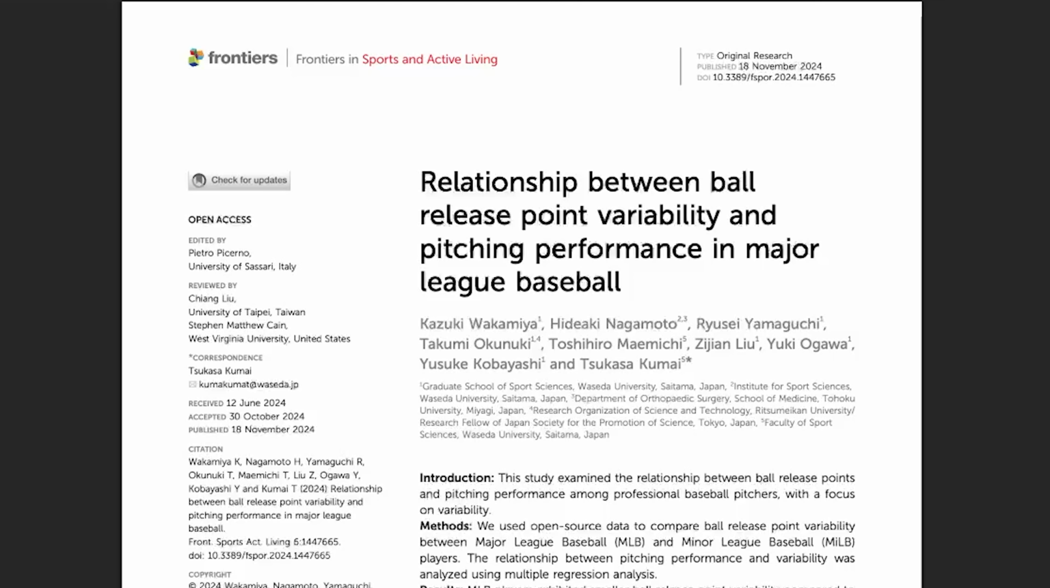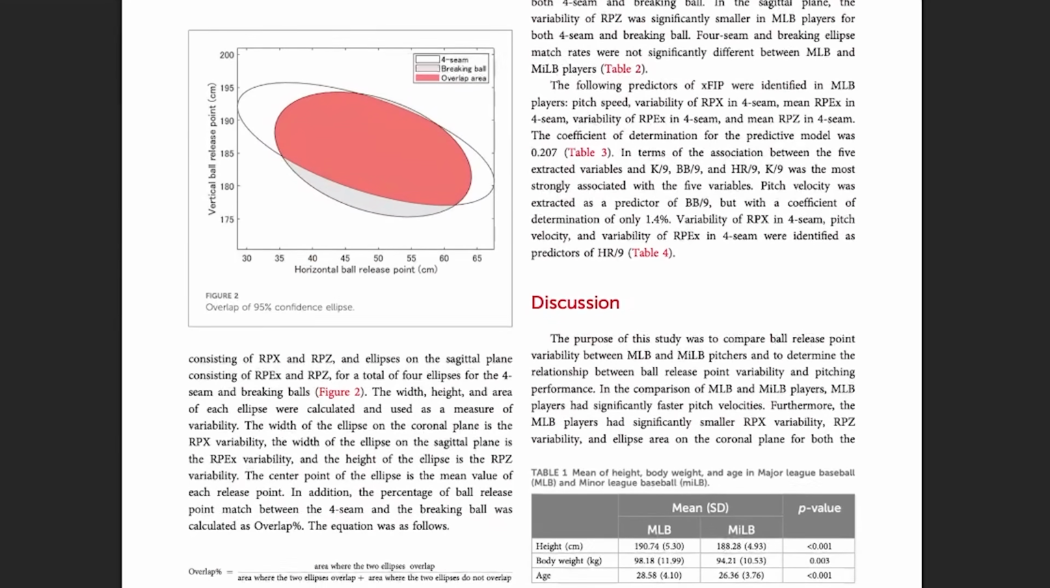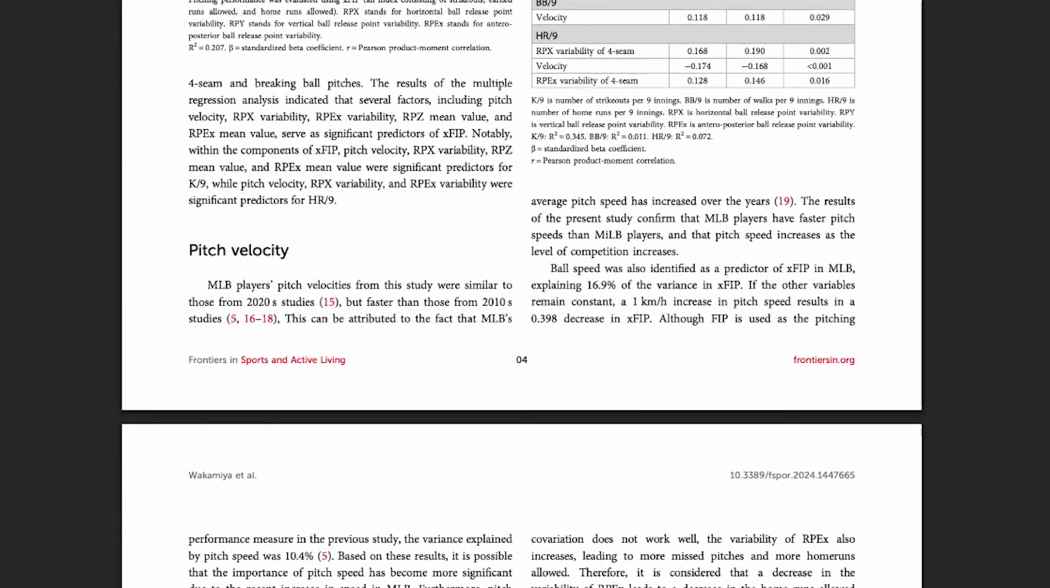There was a 2024 study out of Japan from 9 researchers that found MLB pitchers have significantly tighter release variability between their shapes compared to minor league pitchers.